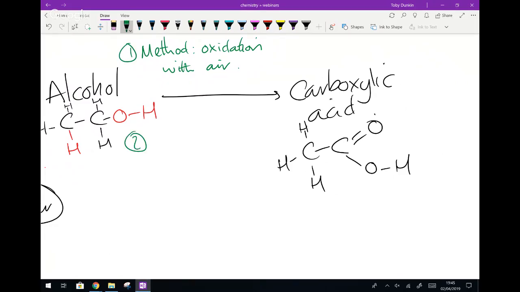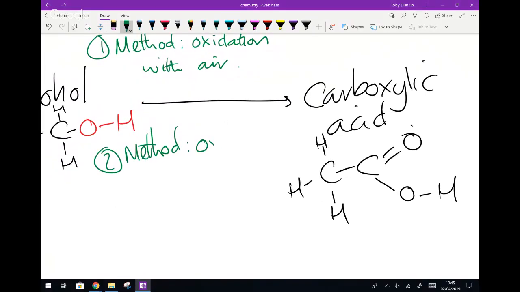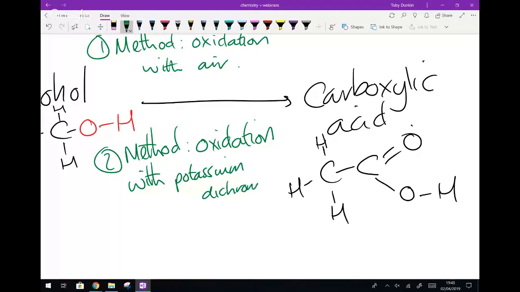There is method number two. Now, the problem is, method number one is very slow. Method number two is quicker, because us chemists don't like slow reactions. We want it to be really quick. So we now do oxidation with potassium dichromate. And I apologize for the complicated name, but you do need to know this.